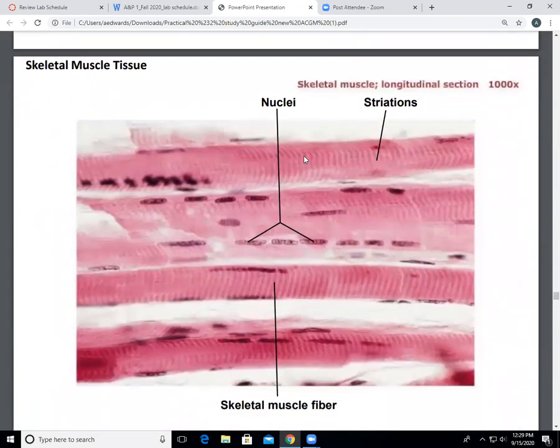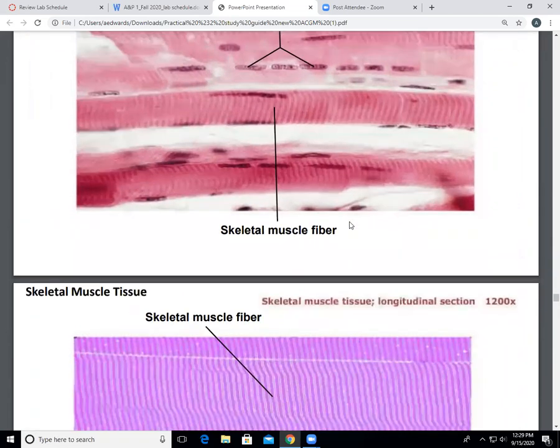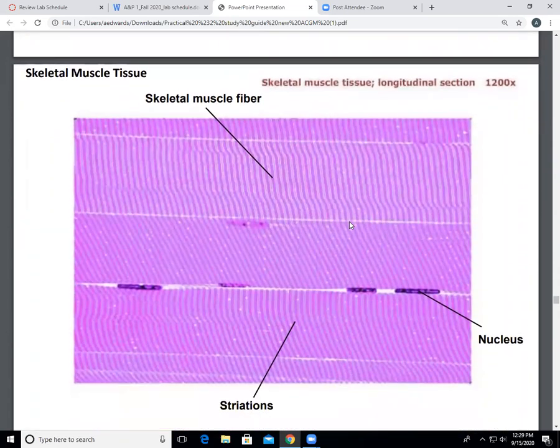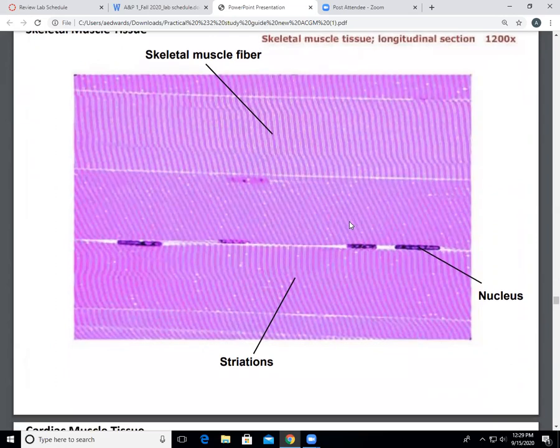Another view, higher magnification. Again, you see multiple nuclei. You can see the striations. Here's another view. Again, see the striations, multiple nuclei.